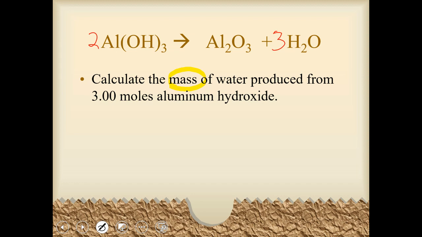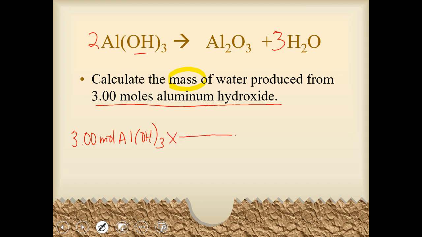Now, when it does that, you have to start this problem just like you did yesterday with the mole to mole ratio. We read this and we know this is our given number, 3.00 moles of aluminum hydroxide. So that's this one, because OH is hydroxide. Aluminum hydroxide. And then it says calculate the mass of water.